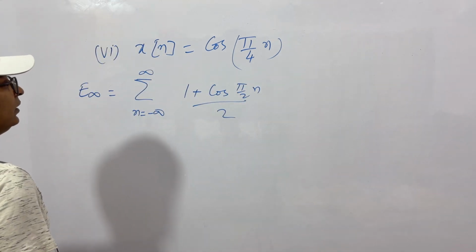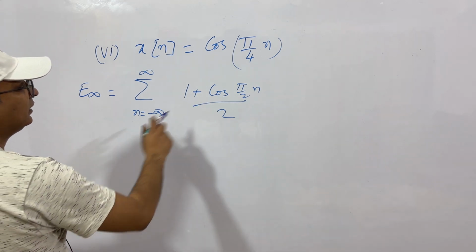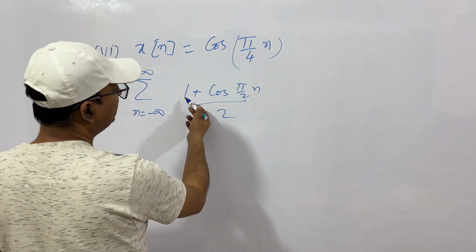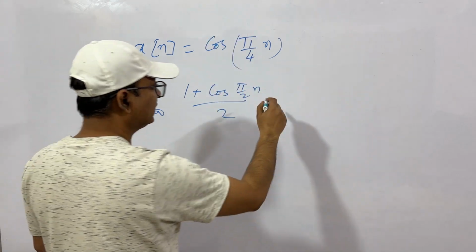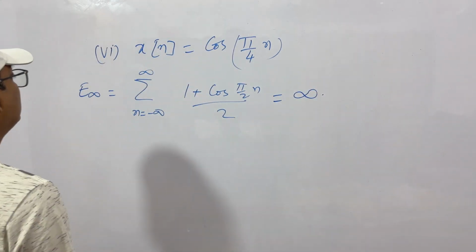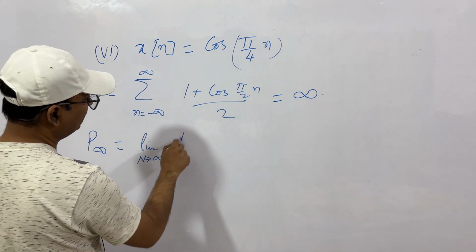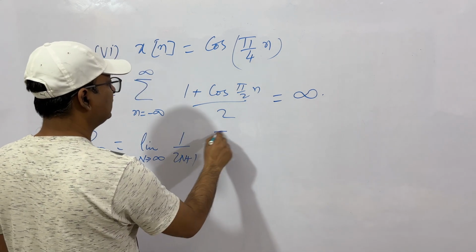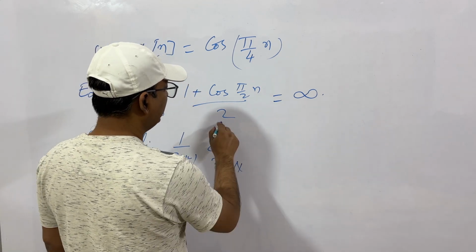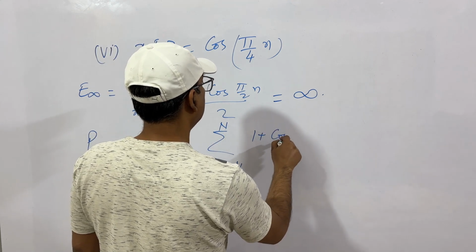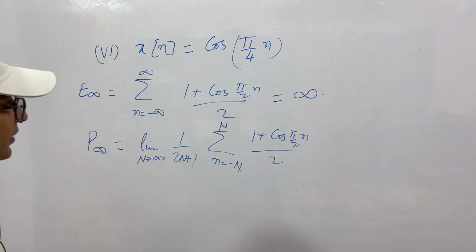Okay, now what is the meaning? The first part will be half and then the second part will be the cosine term. So from minus infinity to infinity, if you leave the cosine term, half plus half plus half up to infinity will be infinity. Okay. What about P infinity? It will be limit n tending to infinity 1 by 2n plus 1, summation from n equal to minus n to n of (1 plus cos(pi by 2 n)) by 2. Okay, you have this value.